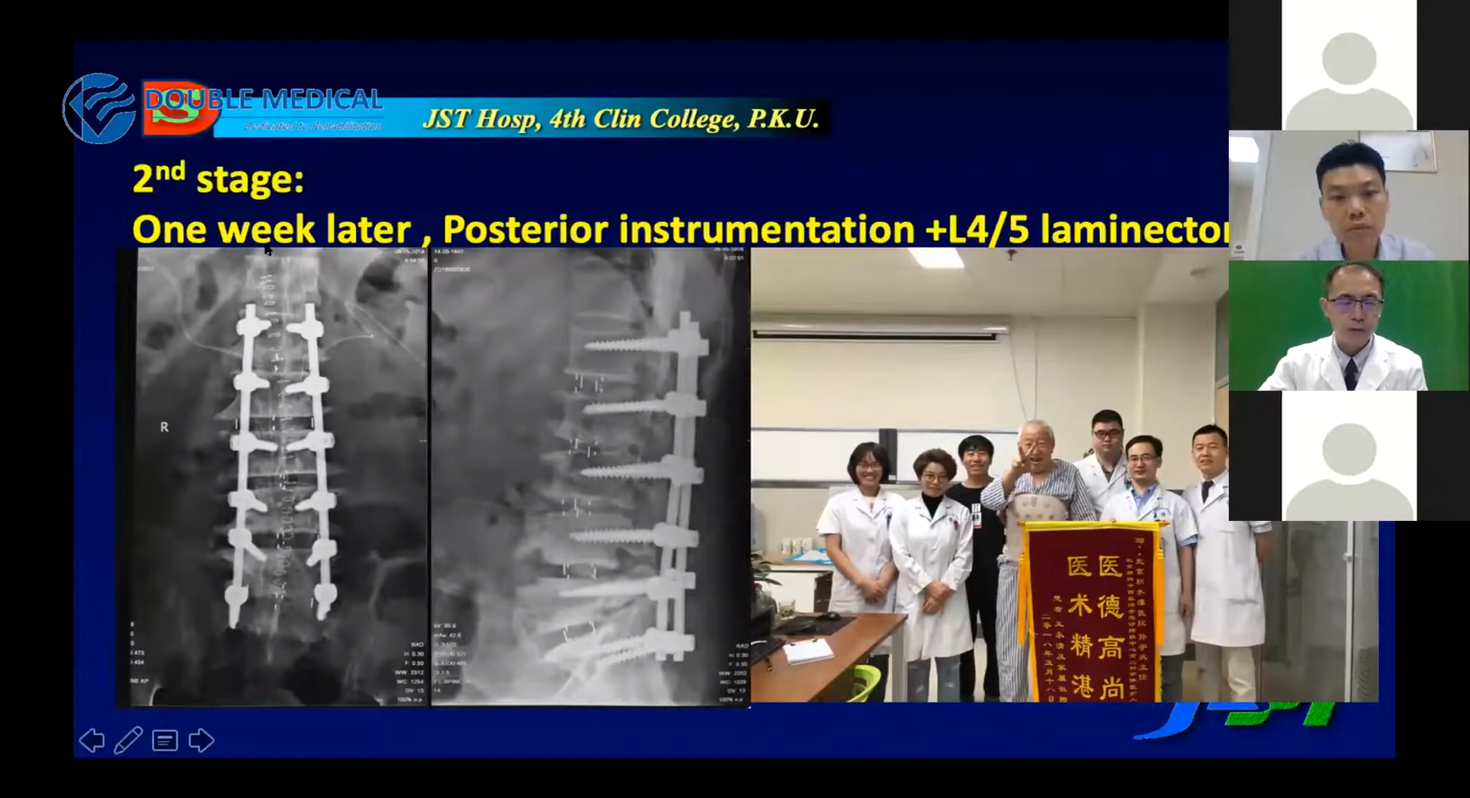So for the second stage, I performed the posterior surgery 1 week later with a selective laminectomy only at L4-5 and put the pedicle screws intramuscularly. So it's a relatively minimally invasive surgery. With the 2-stage surgery, the patient recovered very well, and he was very satisfied with the outcome.